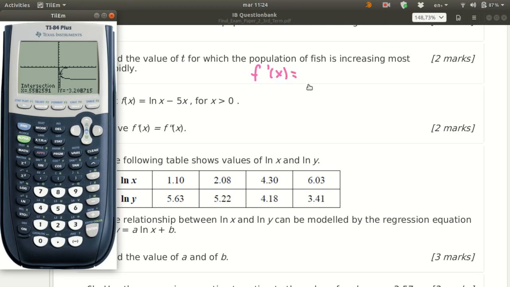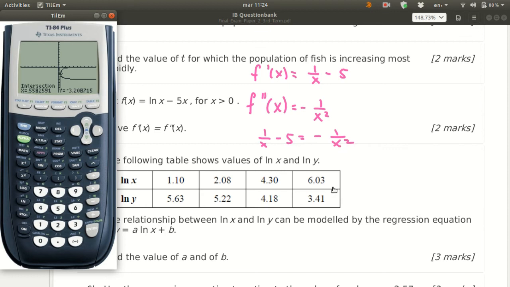The derivative of natural logarithm of x is 1 over x. The derivative of 5x is 5. And then the second derivative, negative 1 over x squared, there it is. The derivative of 1 over x is negative 1 over x squared, and the derivative of a constant is 0. So the equality: 1 over x minus 5 is equal to negative 1 over x squared.